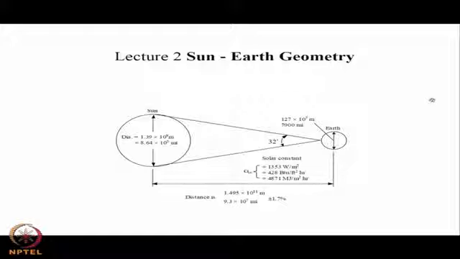Sun is of diameter 1.39 times 10 to the power 9 meters, and it is at a distance of 1.495 times 10 to the power 11 meters from Earth, which varies by plus minus 1.7% depending upon the season, and the Sun subtends a small angle 32 minutes or 0.54 degrees with the Earth.